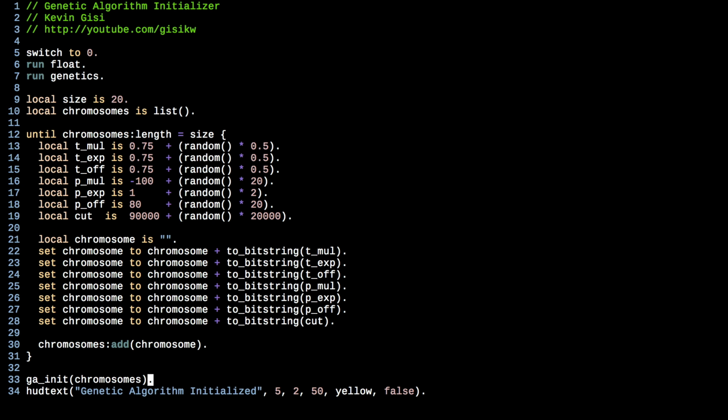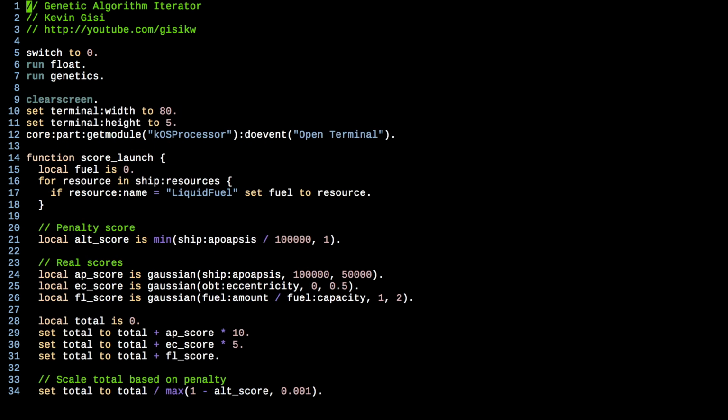It's going to go ahead and take those chromosomes, write out information to a file so that it'll save things there and know what the state of the population is when we revert, and then we just notify that we've initialized. So let's take a look at how we actually launch stuff now. All right, so here we are actually iterating. We're going to switch to the archive volume, run stuff, load up the terminal, and display some stuff.